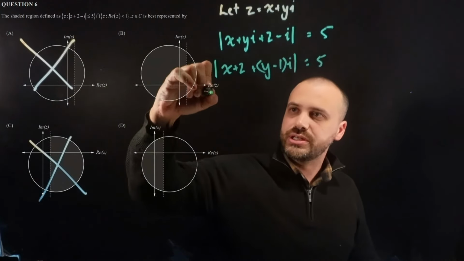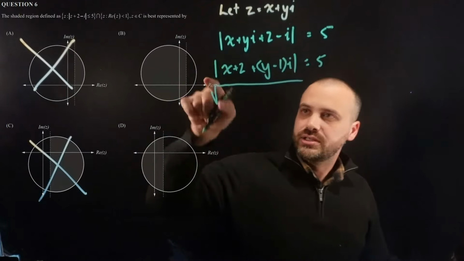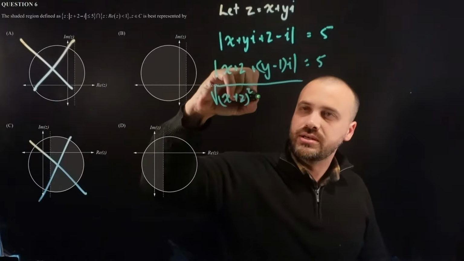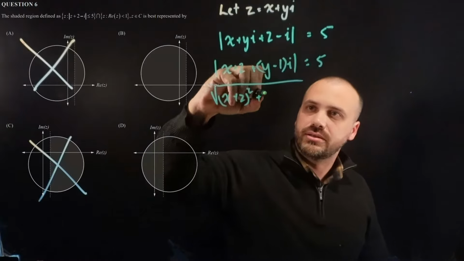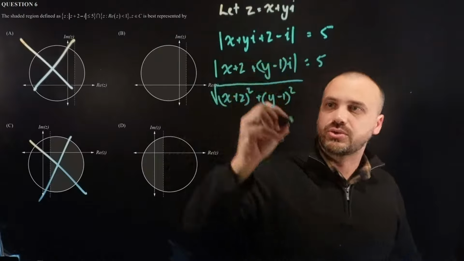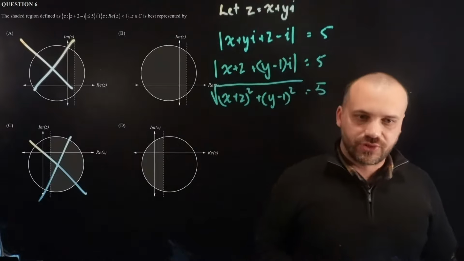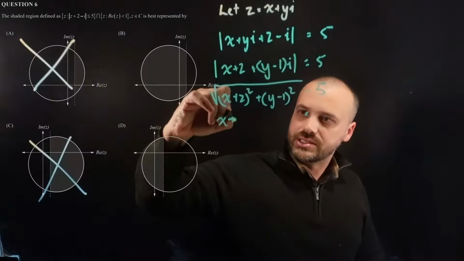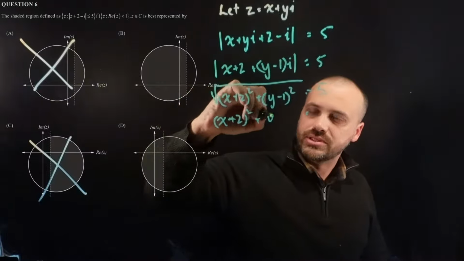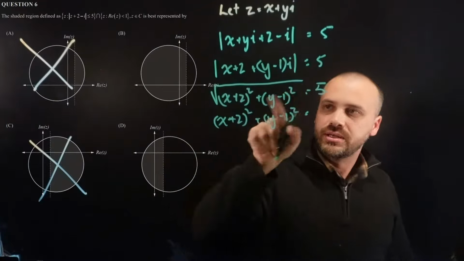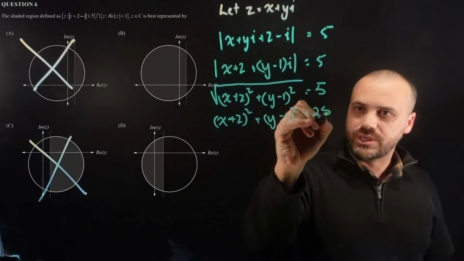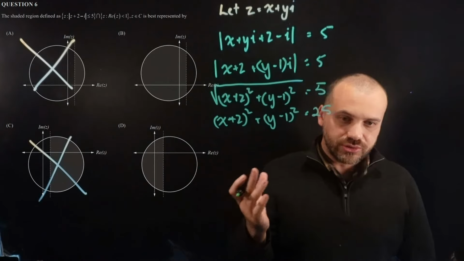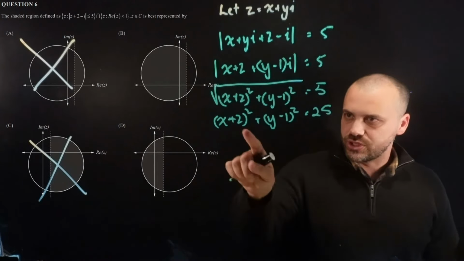Alright, so the magnitude is going to be equal to the square root of this squared, x plus 2 squared, plus this squared, y minus 1 squared, equal to 5. And now I just square both sides, so I have x plus 2 squared plus y minus 1 squared. Squaring both sides, this becomes 25. Okay, now I have the equation of a circle.